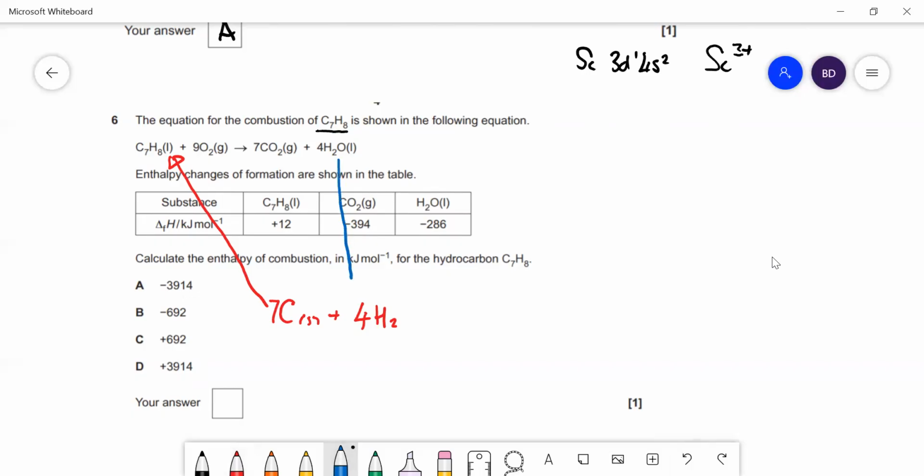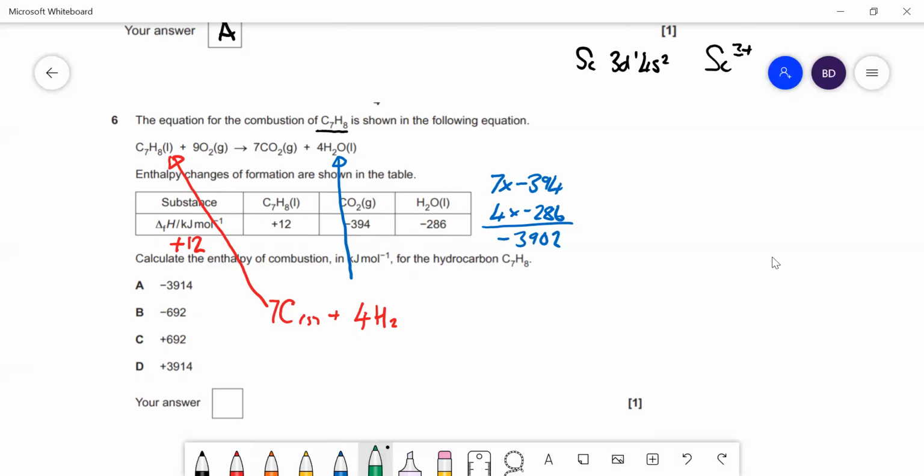Right, so the red arrow, we're forming 1 mole of C7H8. So that's going to be plus 12 kilojoules per mole. On the blue arrow, we're forming 7 moles of CO2. So that's going to be 7 times minus 394 for forming carbon dioxide. And we're forming 4 molecules of water. So it's 4 times minus 286. Add that lot up together, you get minus 3,902.